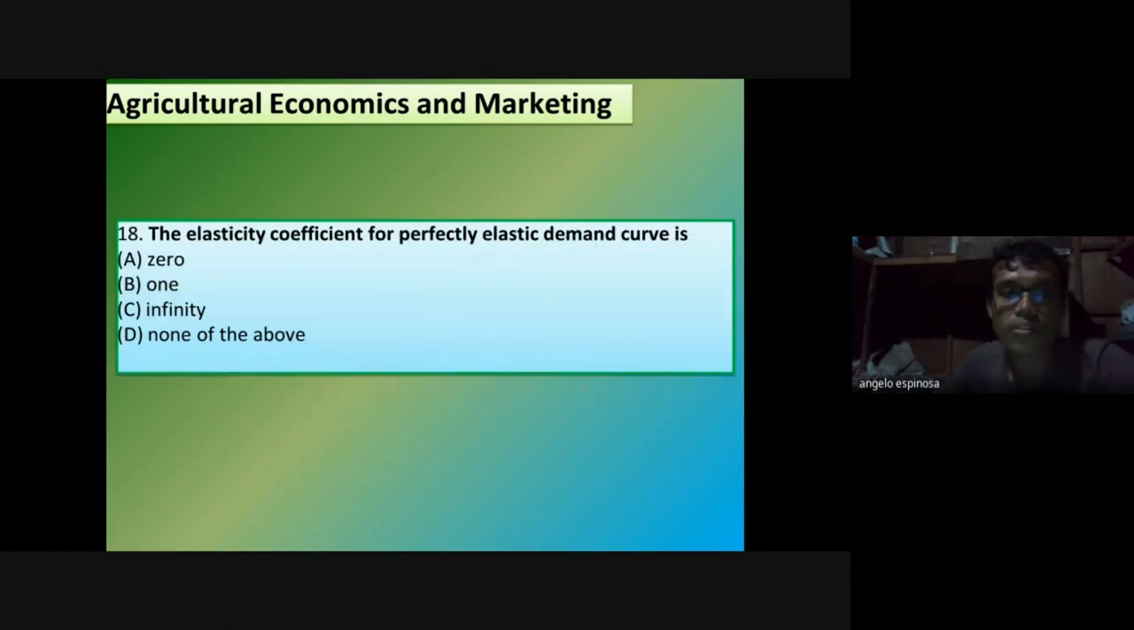Okay? So we have number 18, the elasticity coefficient. And coefficient for perfectly elastic demand curve is what? What is the coefficient of perfectly elastic demand? Okay, the coefficient for a perfectly elastic demand curve is infinity, correct? It's infinity.